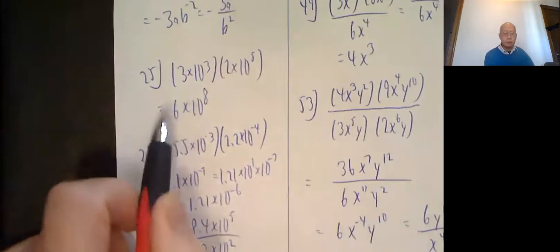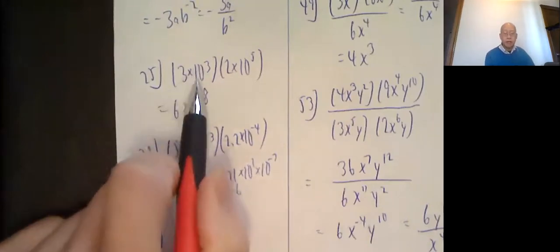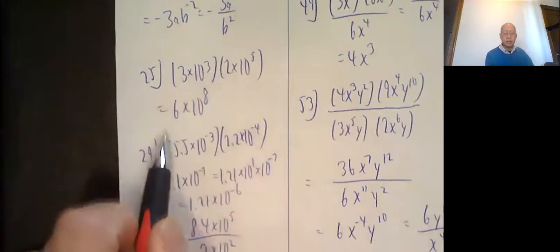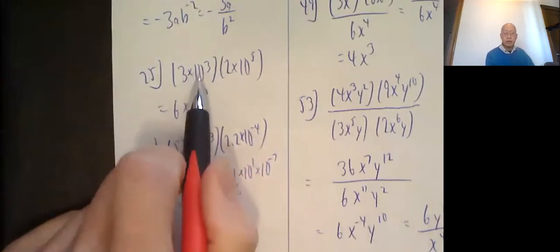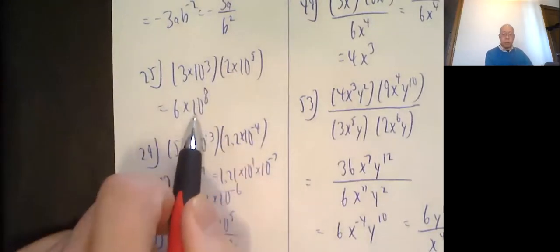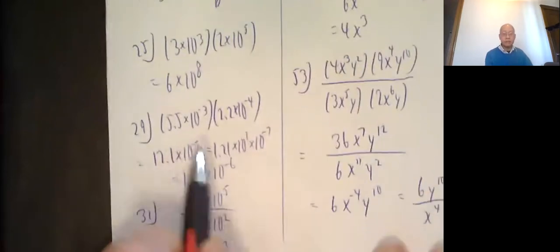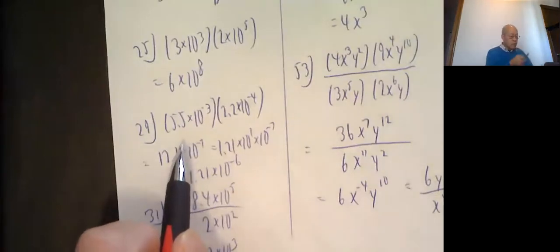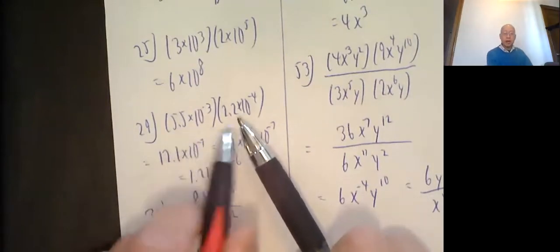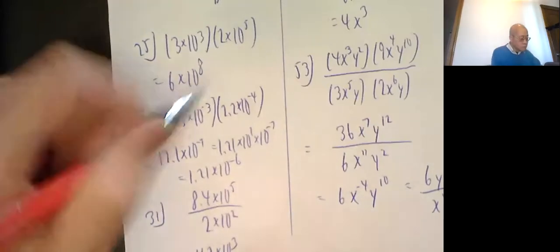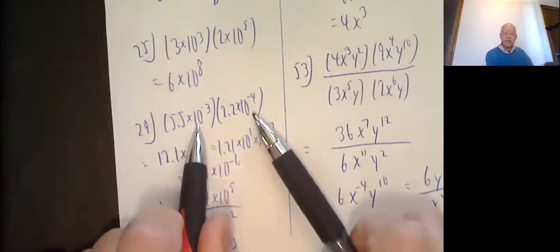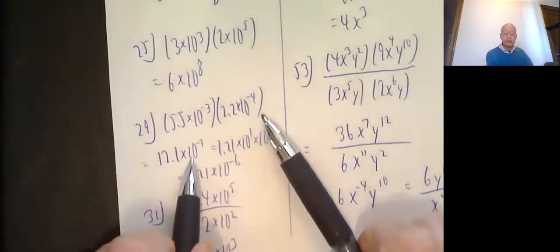25, a little bit more scientific notation. Multiply the tens with the tens and the non-tens with the non-tens. 3 times 2 is 6. 10 to the third, 10 to the fifth. Excuse me, 10 to the 8th. Okay, multiply here. 5.5, 2 times 2, 12.1. 10 to the negative third, 10 negative fourth, 10 negative seventh.